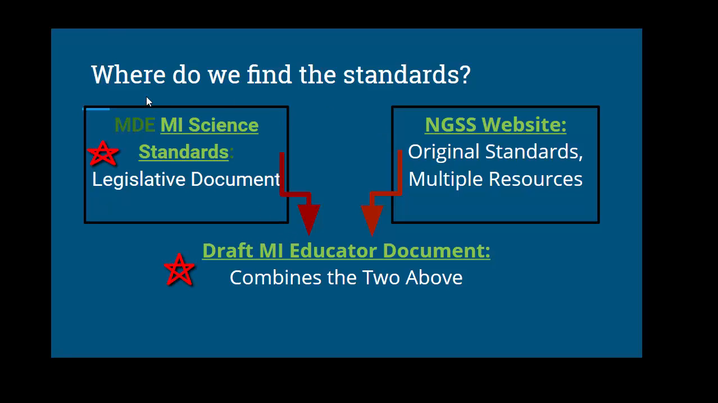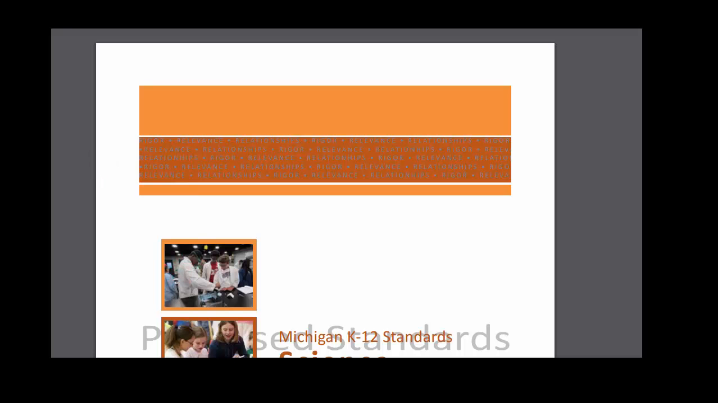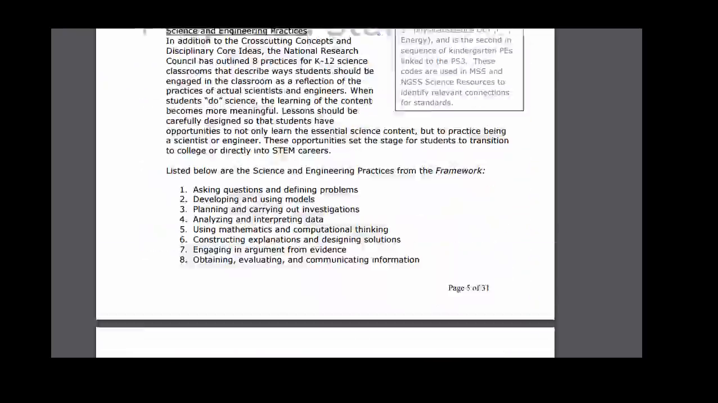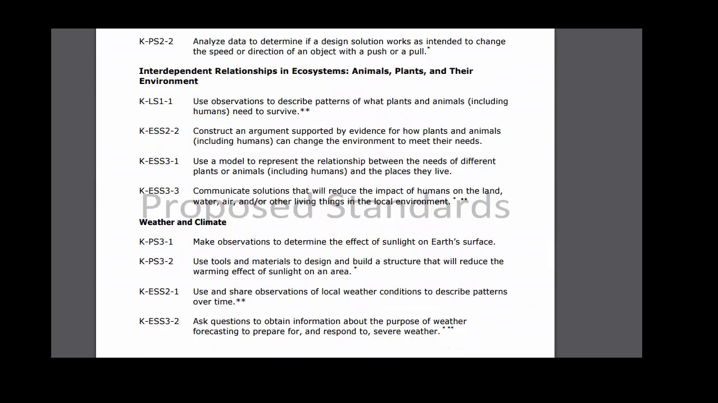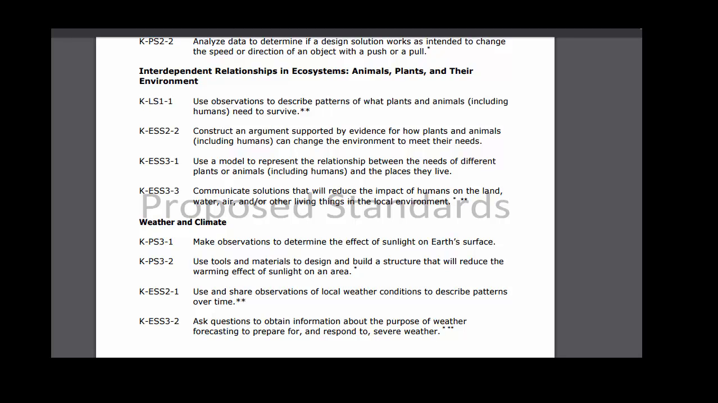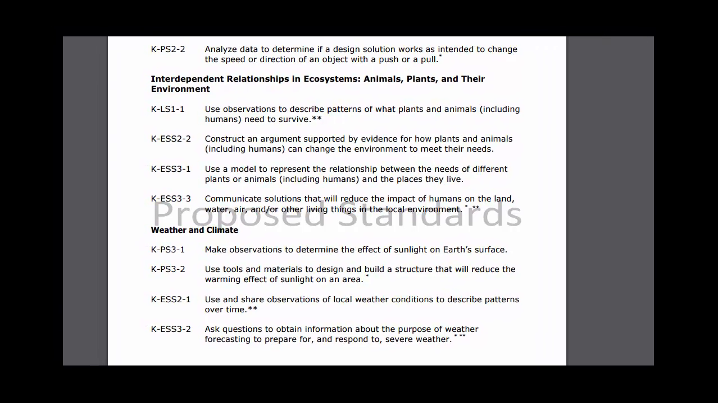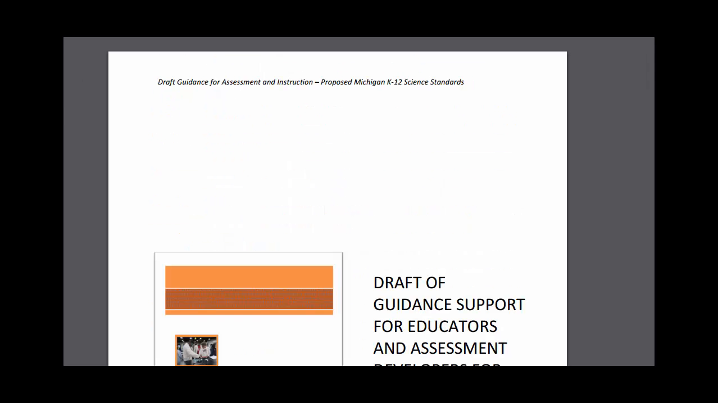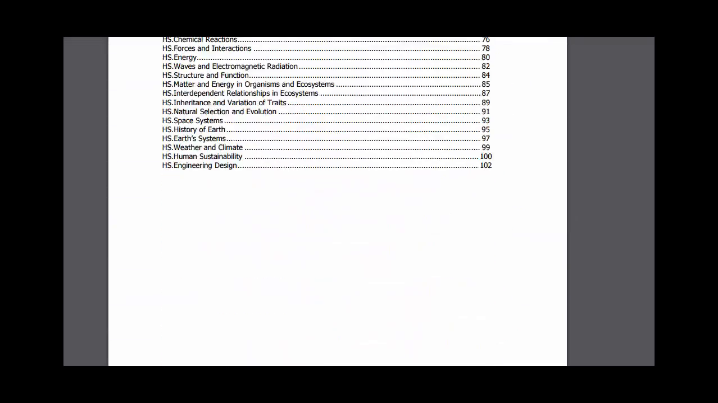But let me take you to the two Michigan documents. The first document still says draft or proposed standards on there, but what I want you to take a peek at is it actually only shows you the performance expectations. These could be useful for a parent document or standards-based report cards, but they're not robust enough for teachers to use in planning. So let me take you to the draft Educator document. That's the other Michigan document that's created.